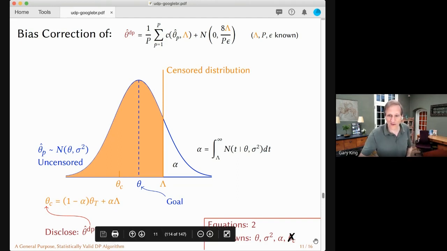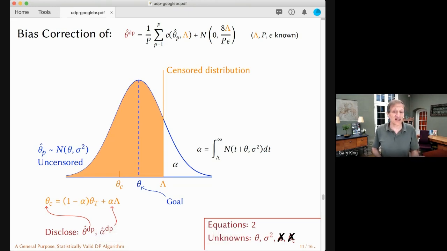When we disclose that, we get rid of one of the unknowns. That's a good thing. We're going to need another one, so we disclose another one. We choose to disclose alpha. Once we disclose alpha, now we have two equations and two unknowns. So now we can solve for the answer, and we can actually do it analytically. When we have censoring on the other side as well, we have to do it numerically, but it all seems to work fine. And so that's our bias correction.